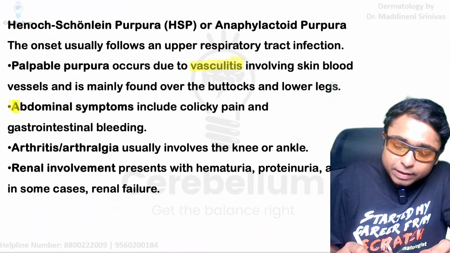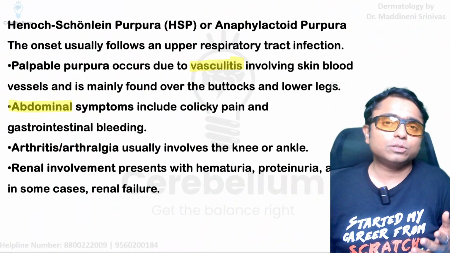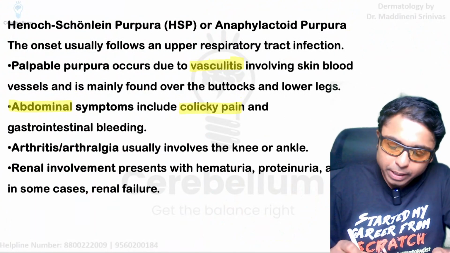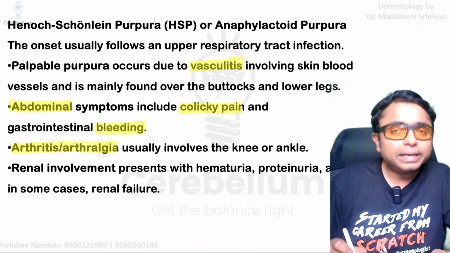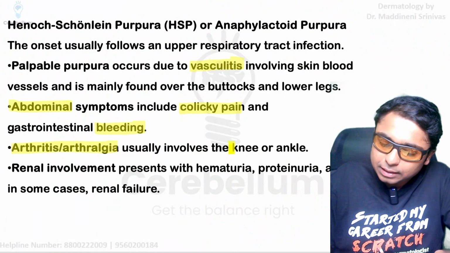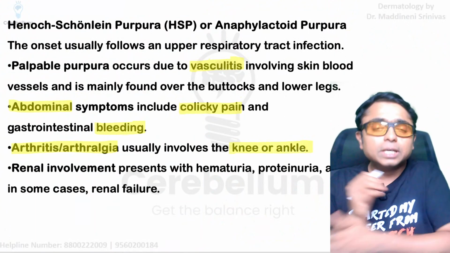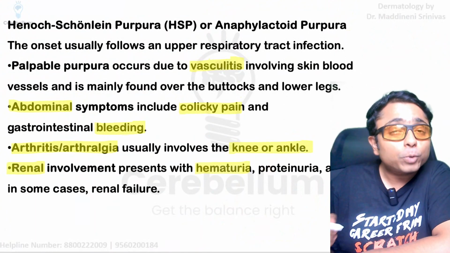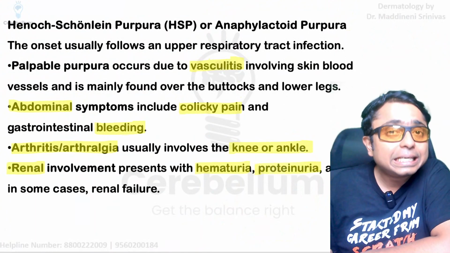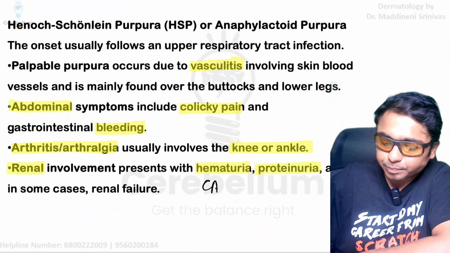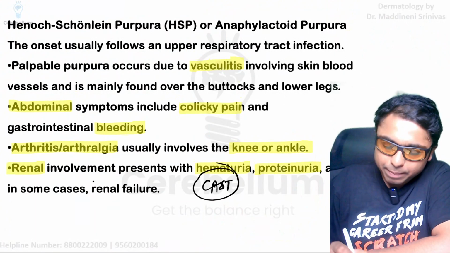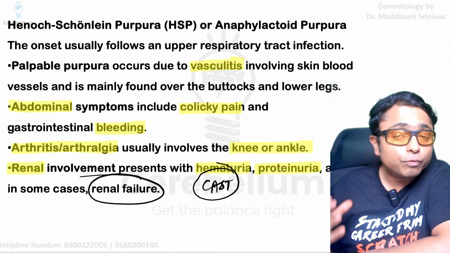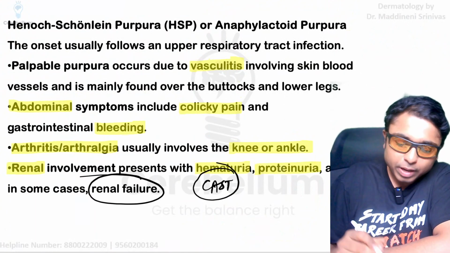and the reason for the abdominal symptoms is again the vasculitis. What are the symptoms? There will be colicky pain, and also there can be bleeding, and arthritis, arthralgia. The knee and ankle joints are the most important ones which are going to be affected. Renal involvement: hematuria, proteinuria, and also casts can be seen, and there can ultimately be renal failure. That is the reason why we have to monitor these patients very carefully and closely.